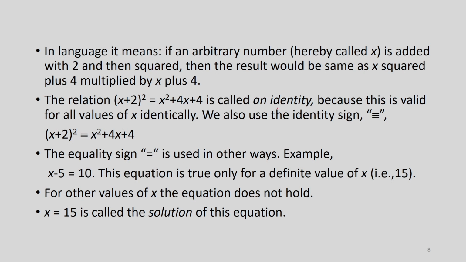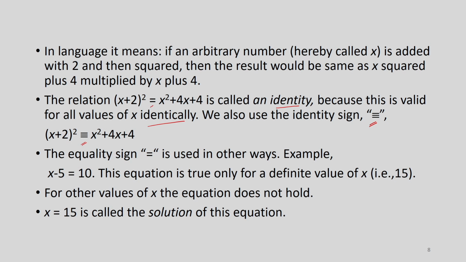So, I have marked this as italics because it is called an identity. We use this sign, these 3 parallel lines, this is the identity sign. So, instead of the equality sign I could also write it as this: (x + 2)² is identically equal to x² + 4x + 4. The equality sign, just 2 parallel lines, is used in other ways also.